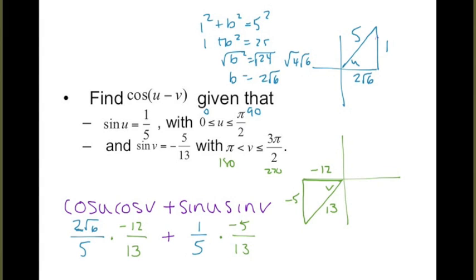And don't do any simplifying at this point, even if it's possible, just multiply them together. When we multiply a number that's a root and non-root, we can multiply the outside parts together. So I get -24 square roots of 6 over 65 plus a -5 over 65.